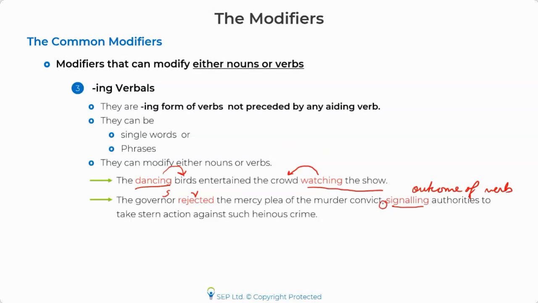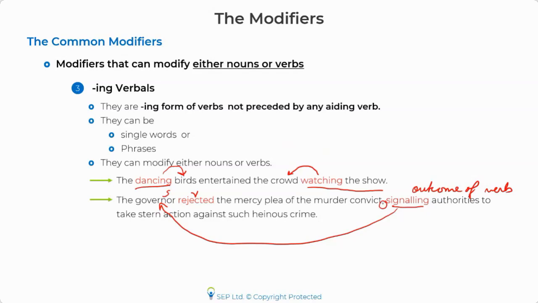So a comma plus ing after a clause will always modify the nearest verb. Again, you can see the confusion, how it can arise. We will talk about that later, guys. You will also notice one thing, that the ing modifier, when it is modifying the verb, it will again make sense with the subject. Who is signaling? The governor. Who rejected? The governor. So while rejecting, the governor made that signal. All right. So the ing verbal is the third common modifier.